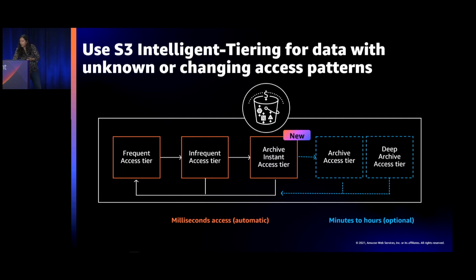And in case you choose to activate the archive access tier, S3 Intelligent-Tiering will automatically move objects from the infrequent access tier to the archive access tier after an additional 60 days of no access. And then objects will move from the archive access tier to the deep archive access tier after an additional 90 days of no access. Like I said before, there are no retrieval fees associated with S3 Intelligent-Tiering, and it is ideal if you have changing or unknown access patterns.